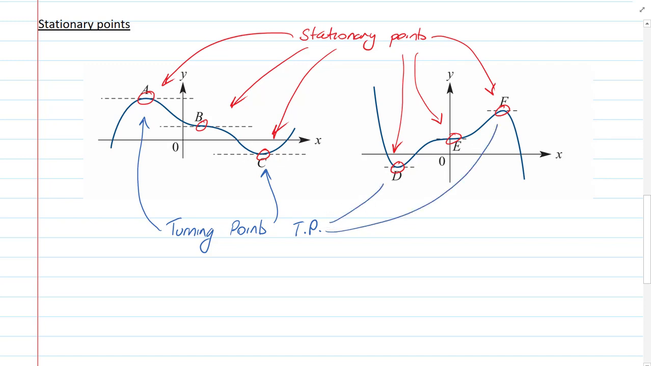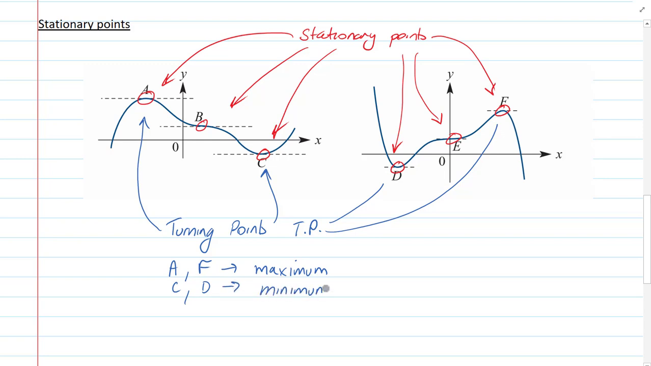And you'll notice that A and D, they are called maximums. No, that's completely wrong. My apologies. A and F are maximum turning points. So just take a second to think about why they would be maximums. They are the peak of our graph. So they represent the maximum. And obviously C and D are minimum turning points.